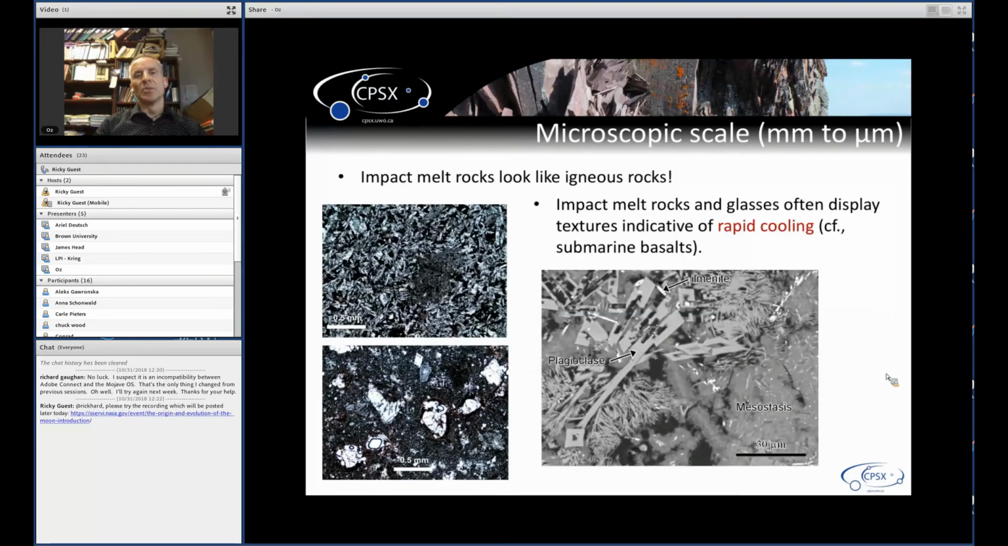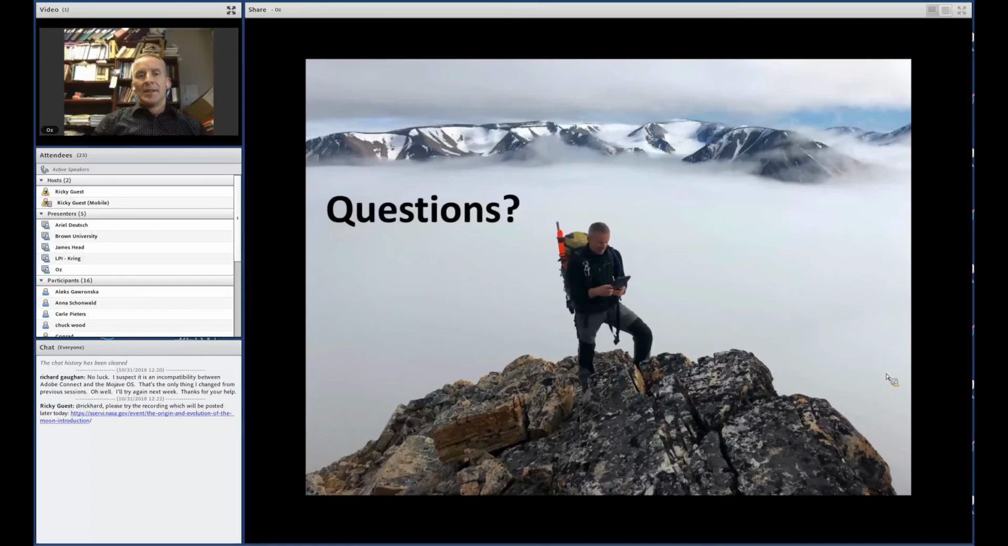And the final slide, just zooming in at microscopic scale. If you gave that top left-hand image to an undergrad igneous petrology lab, I'd probably get a response saying, no, it's an andesite, because it's exactly what it looks like. It just happens to have been produced by an impact event. And the textures we see in igneous rocks, we also see in impact rocks.